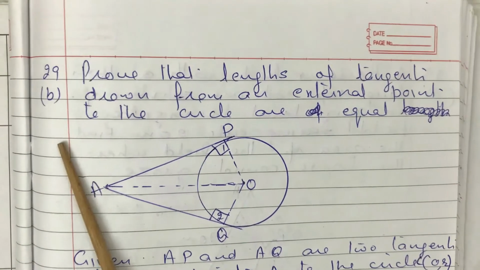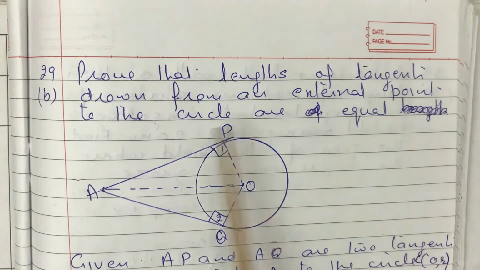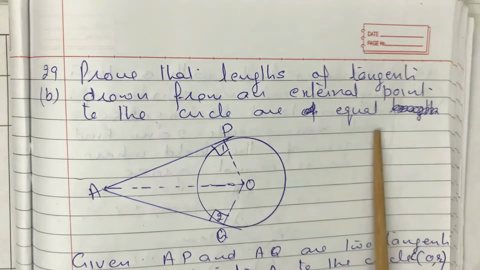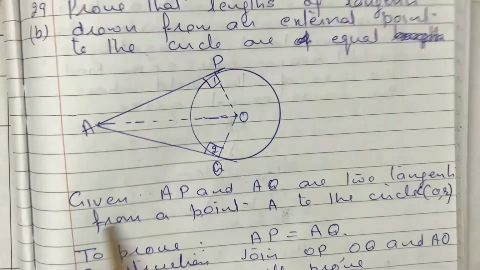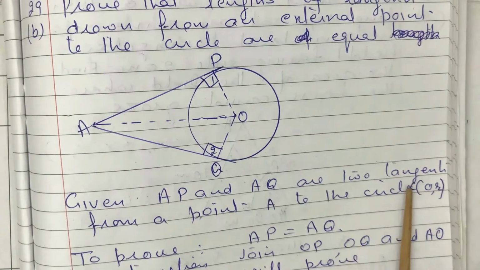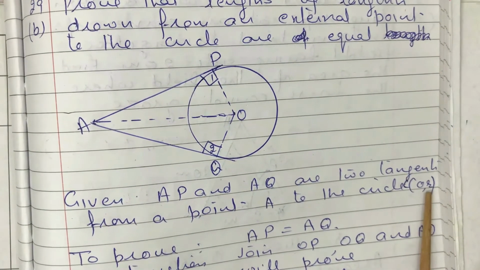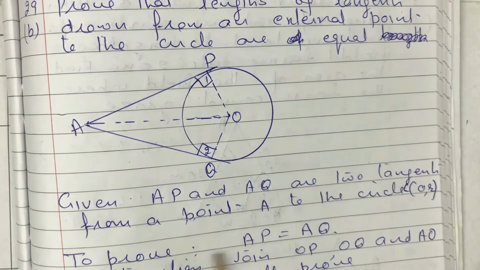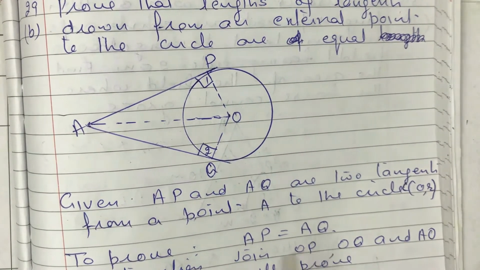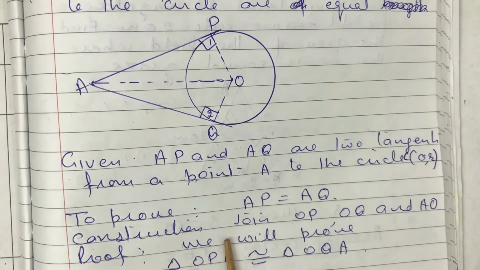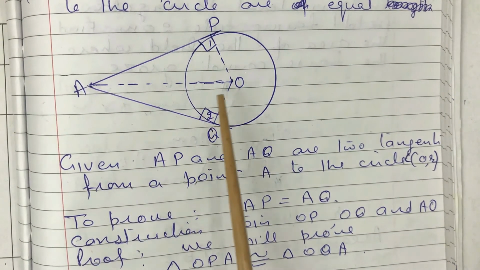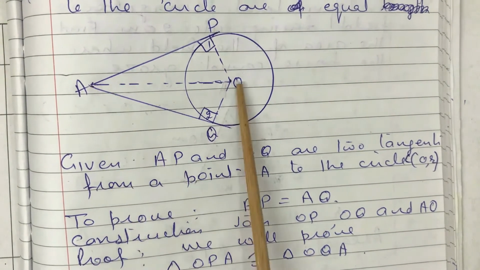Now 29th question B part. Prove that the length of the tangents drawn from an external point to the circle are equal. Now this is a theorem. Given AP and AQ are two tangents from a point A to the circle C with center O and radius R. To prove AP is equal to AQ. And construction, what is the construction we are going to do? Join OP, OQ and AO.